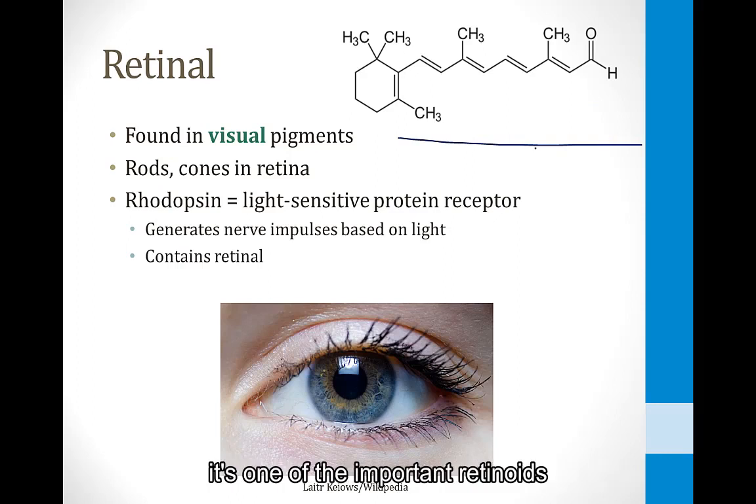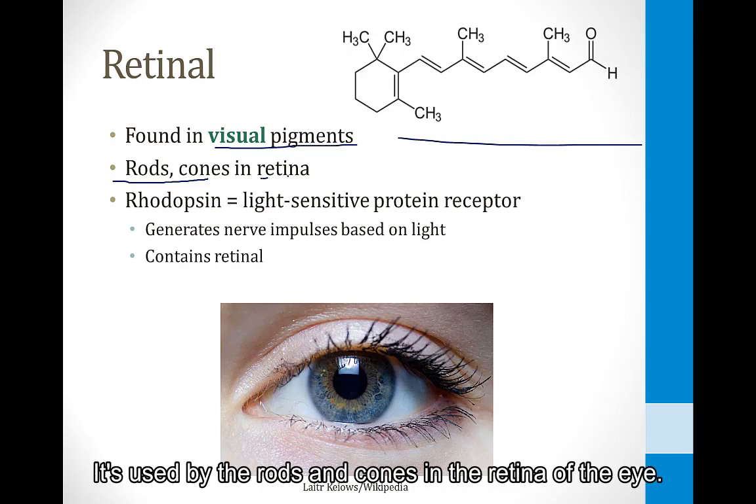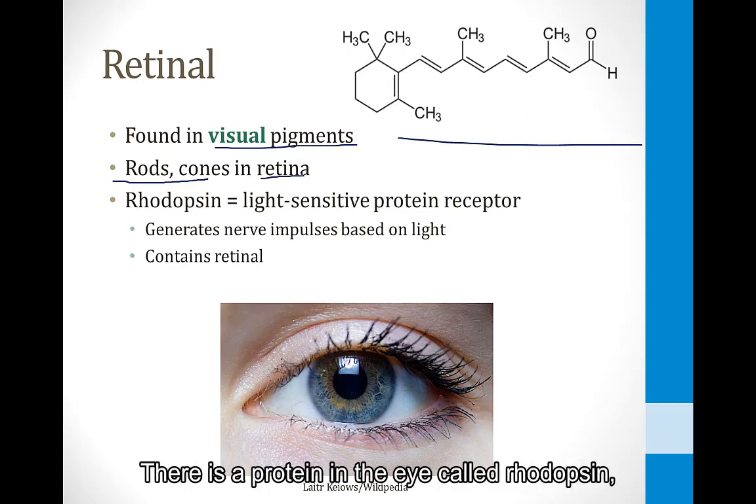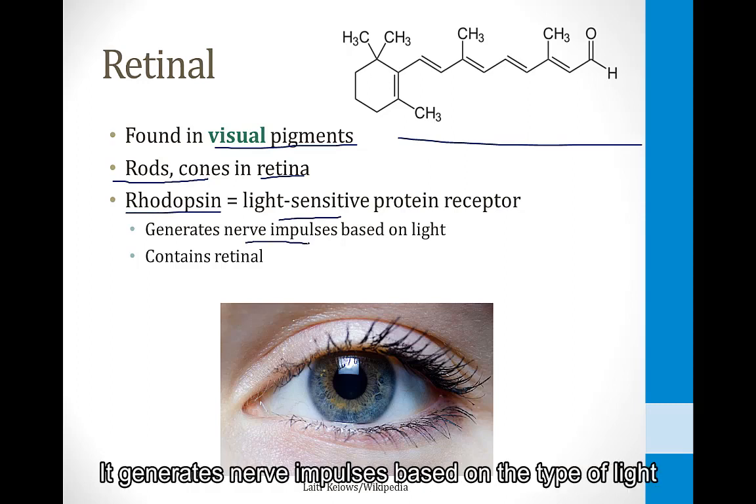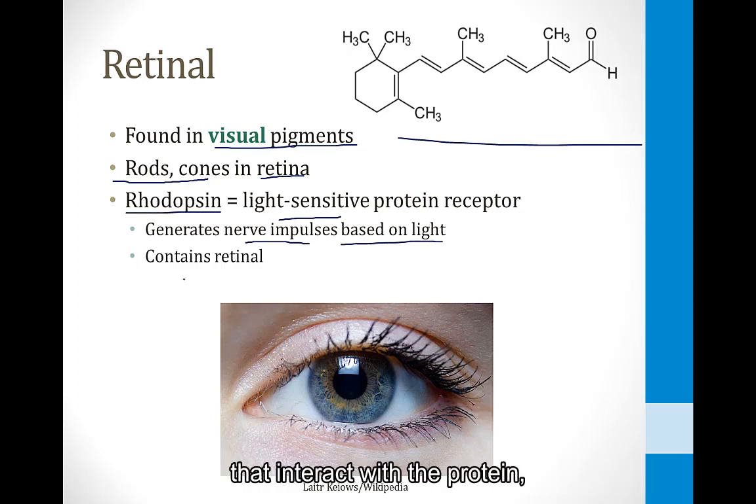It's one of the important retinoids, and it is found in visual pigments. It's used by the rods and cones in the retina of the eye. There is a protein in the eye called rhodopsin, which is light sensitive. It generates nerve impulses based on the type of light that interacts with the protein, and it contains retinol, and that's why you need vitamin A in order to have normal vision.